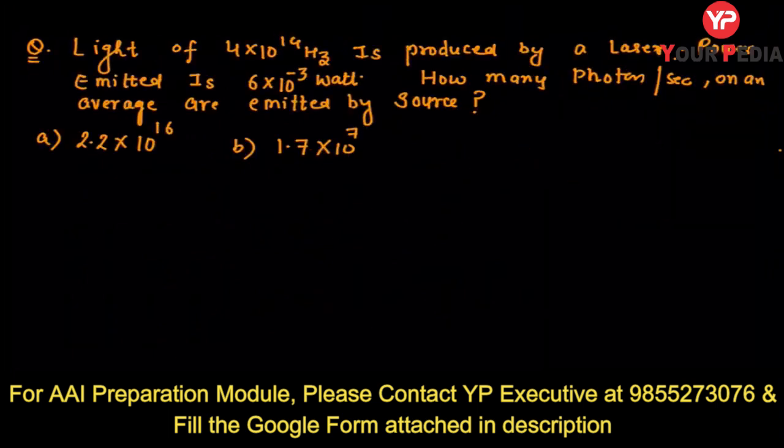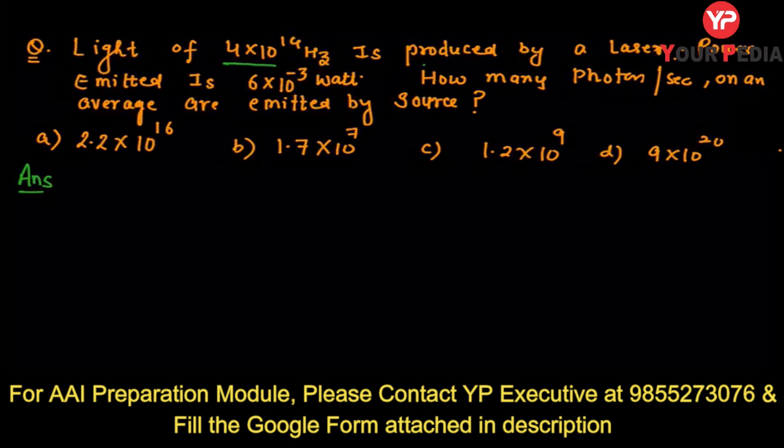Now see student, the question is: light of 4 into 10 raised to power 14 Hertz is produced by a laser. Power emitted is 6 into 10 raised to power minus 3 watt. Power is given in watt. How many photons per second on an average are emitted by the source? Now you know the number of photons per second emitted by the source is power upon photon energy. Now this is given in watt, so you don't need to calculate this photon energy in electron volt. You can keep this in the joule, no issue. Hopefully you understand.